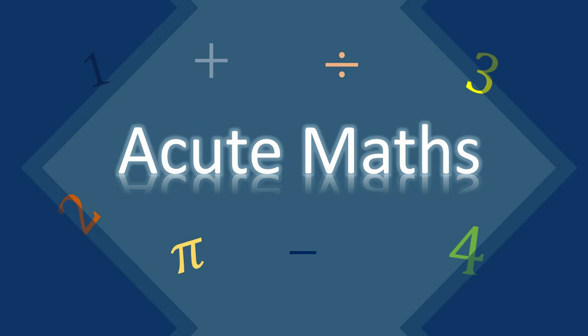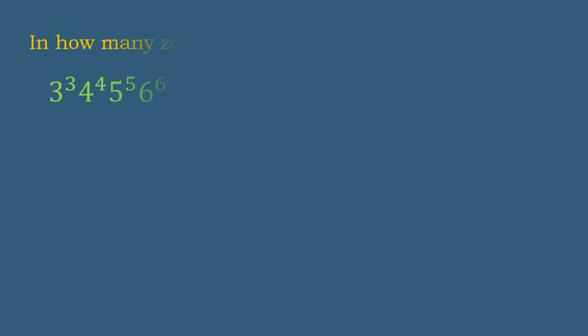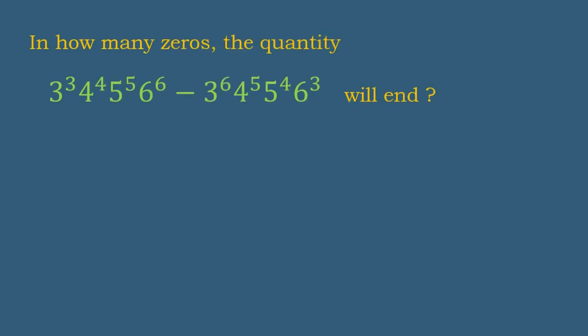Here we encounter questions related to maths. So here comes it. In how many zeros will the quantity 3 to the power 3 times 4 to the power 4 times 5 to the power 5 times 6 to the power 6 minus 3 to the power 6 times 4 to the power 5 times 5 to the power 4 times 6 to the power 3 end? The options are A 3, B 4, C 5 and D 6.